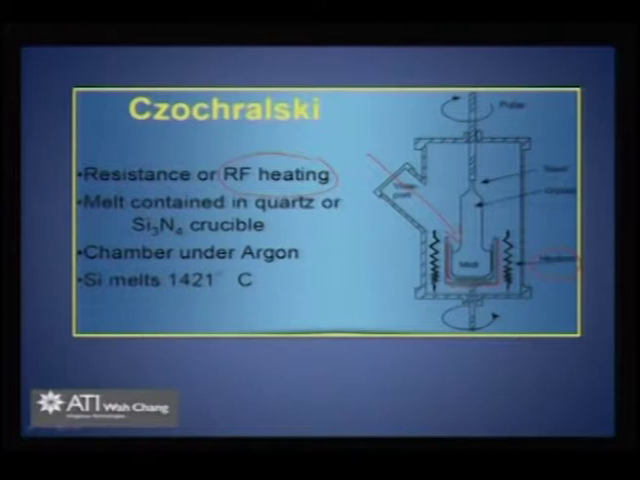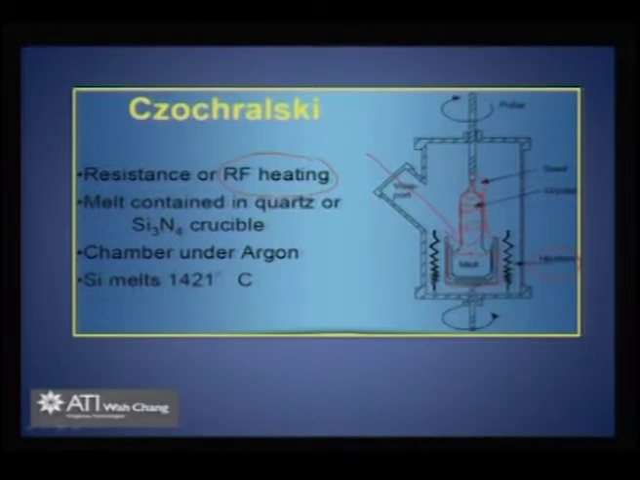And what you do here is that you have a pulling machine, and this rod is suspended with the seed. This is kept here at the start of the process, where the seed crystal is touching the melt, and then you can keep rotating it in a fashion that it will grow into a larger crystal. So, this is pulling from bottom up, and what are the requirements?